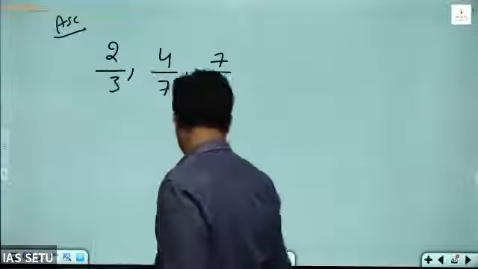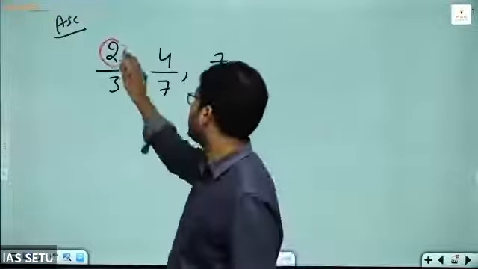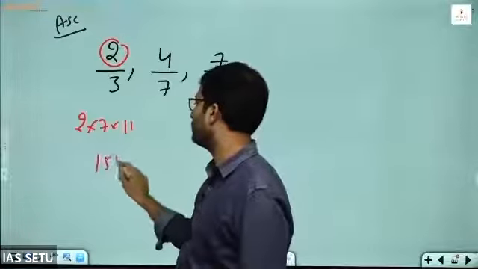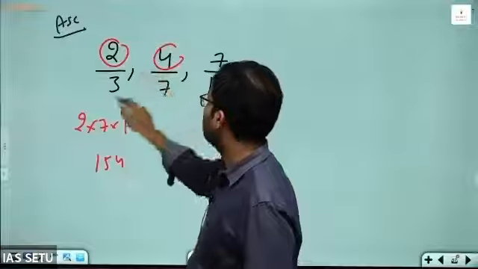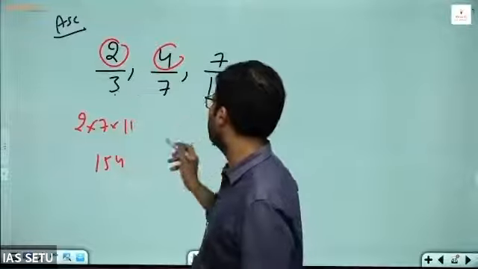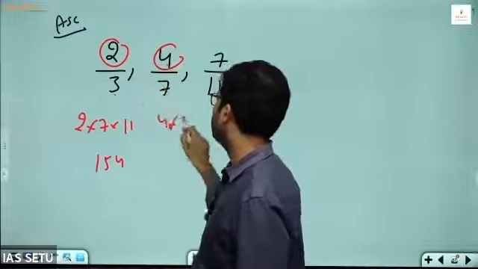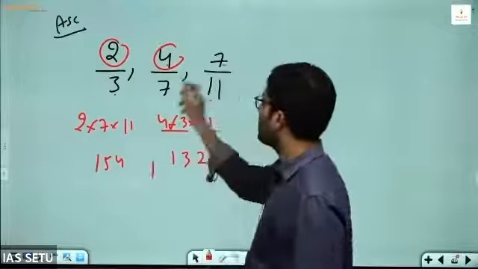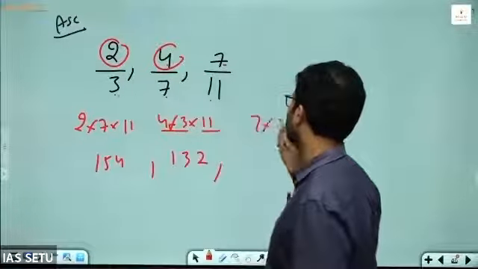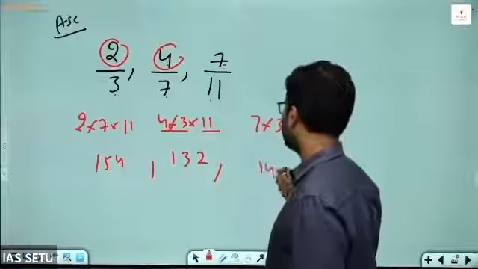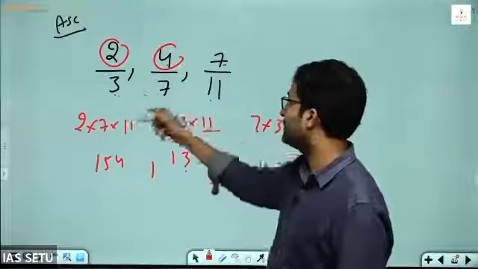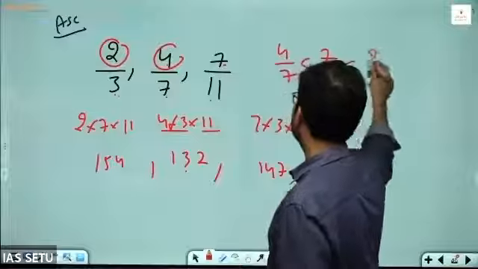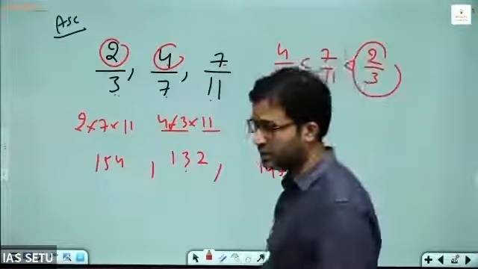So here we multiply this 2 with remaining denominator, 2 into 7 into 11. This is 14 into 11, 154. This is 4 into 3 into 7, sorry, 4 into 3 into 11, 12 into 11 is 132. Third one is 7 into 3 into 7. 7 into 3, 21 into 7, 147. This is the smallest and that is the largest. 4 by 7 is smaller than 7 by 11 is smaller than 2 by 3. 2 by 3 is the largest here.